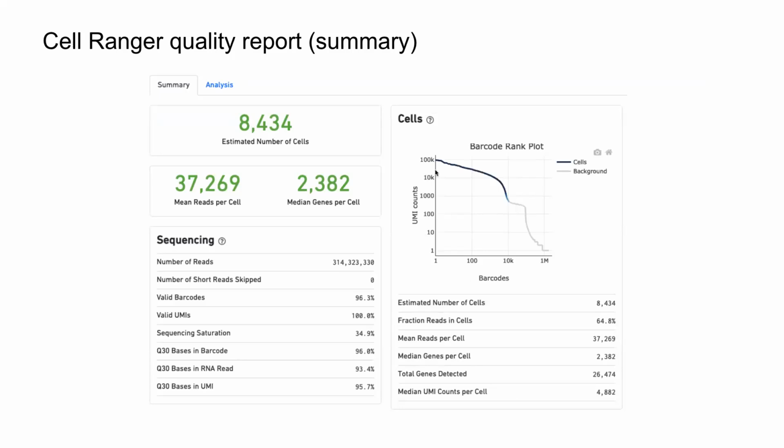But you can also see this knee plot is less characteristic of a good one. This is high background. This is just informing us of certain steps we should take with this data set versus others that may be higher quality.